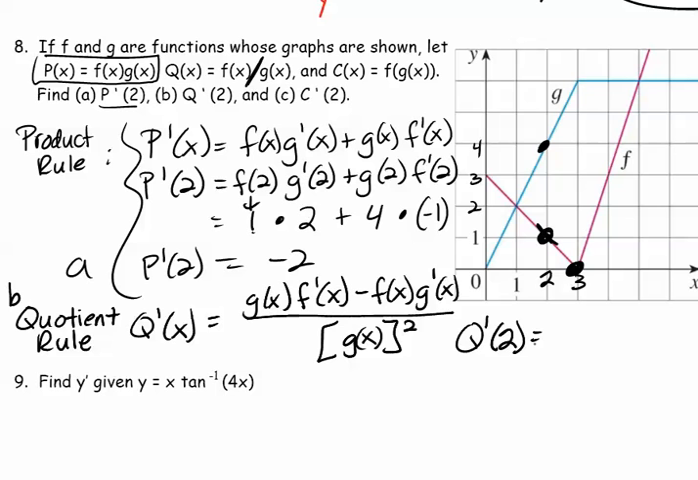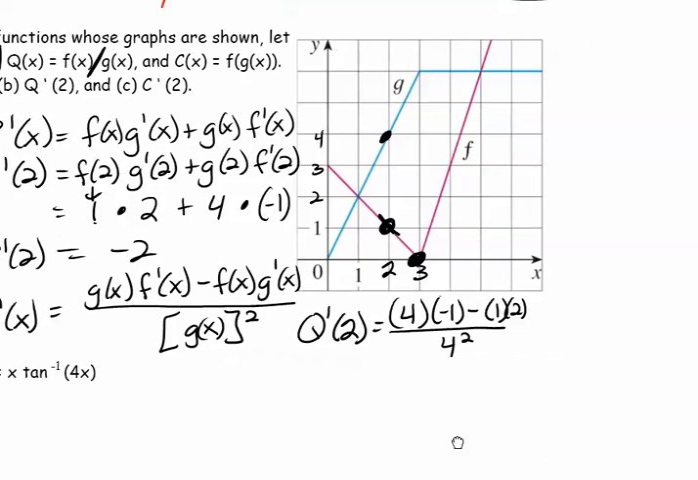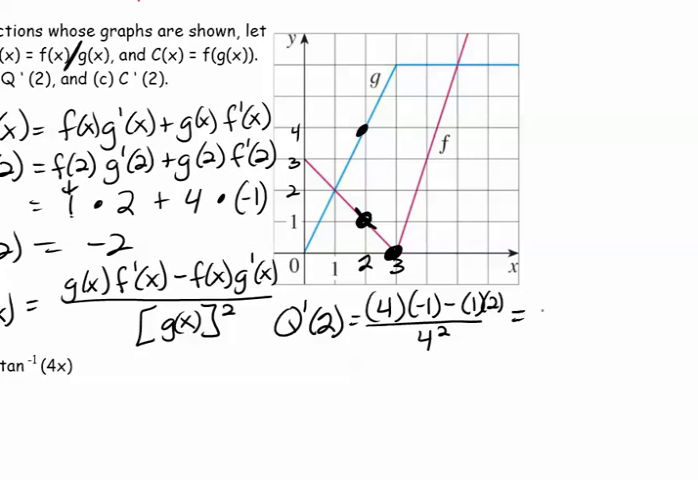So we're going to read those values again, and we just did them a minute ago. So g of 2 is a 4, and f prime of 2 was a -1, and f of 2 was a +1, and g prime of 2 was a 2. All divided by g of 2 was our 4, and we want to square that. So our numerator looks like a -4 minus 2, so -6 over 16. So how about -3/8 for part B?